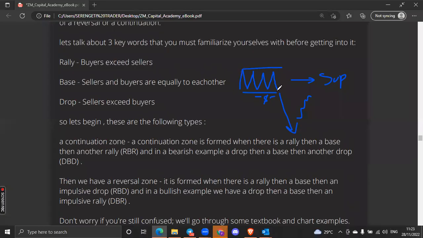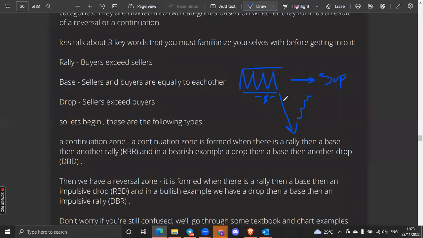Here we broke structure to the downside. It means here we had a lot of bearish candles. Now, if we have a lot of bearish candles, we are going to look for the last bullish candle here before the bearish movement to the downside. That one is what we are going to use as our order block.